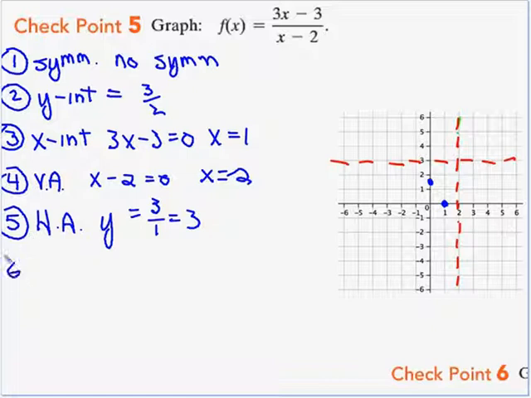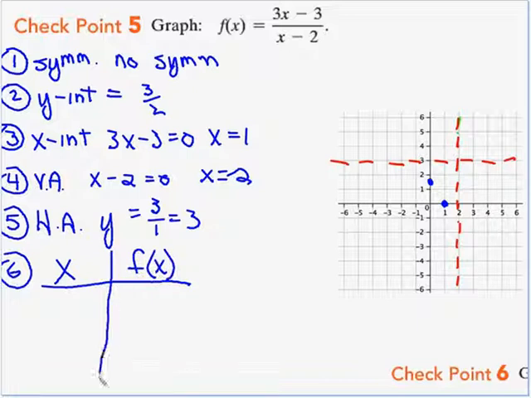Number 6, we need some other points in between the x-intercepts and the asymptotes and beyond. So let's see, over here to the left of the x equals 2 asymptote, I do already have a couple points there, and I can sort of see how this function's behaving. I know it's going to sort of look like this. Ooh, that wasn't very good. I can do better. There we go. That's a little better.